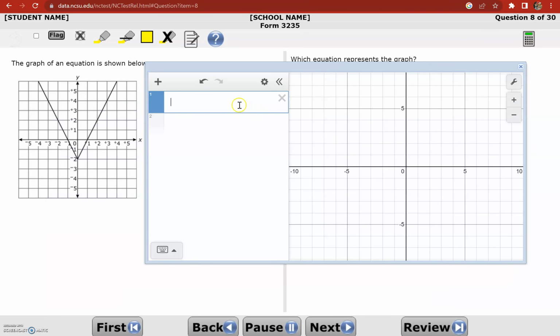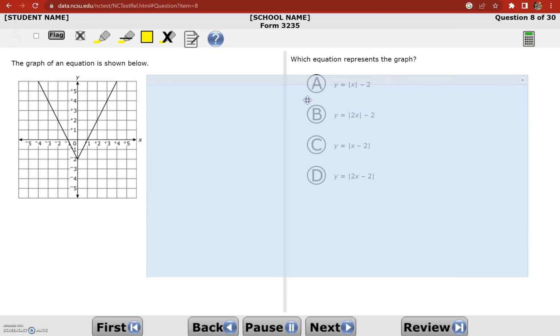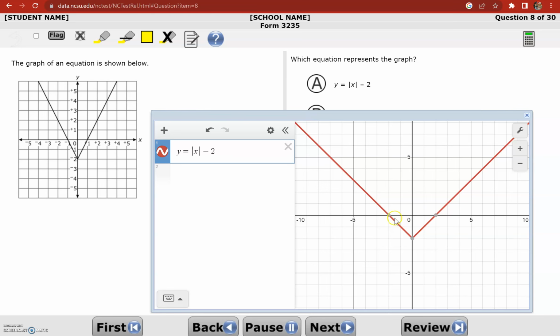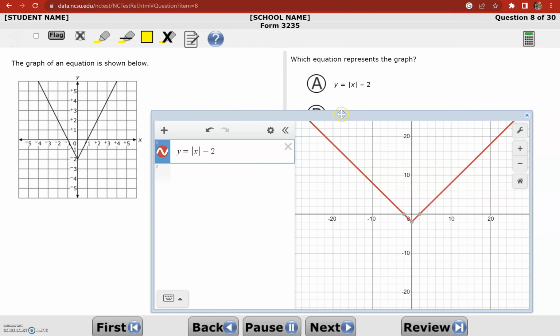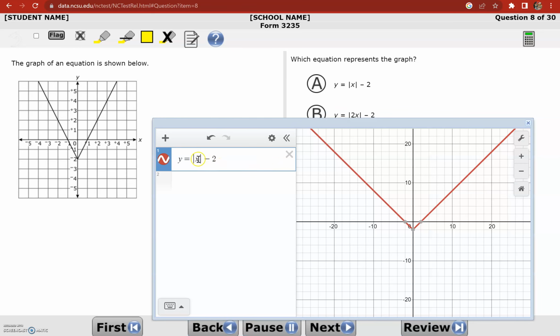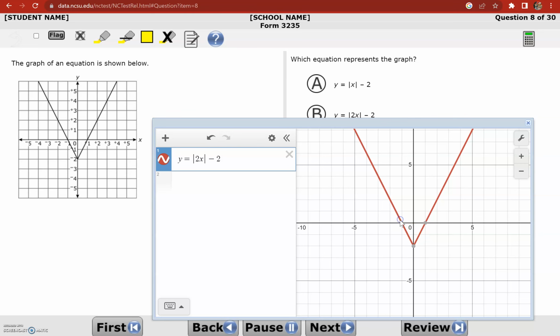So I have y equals the absolute value of x minus 2 as the first option, which looks promising at first, but then if I dig a little deeper, I see it has the wrong zeros. I need negative 1 and 1. So option B is the same thing, but it's 2x minus 2, and now that's a perfect match with the graph. And you can see it better if I click the house button and zoom in. So option B is the winner here.